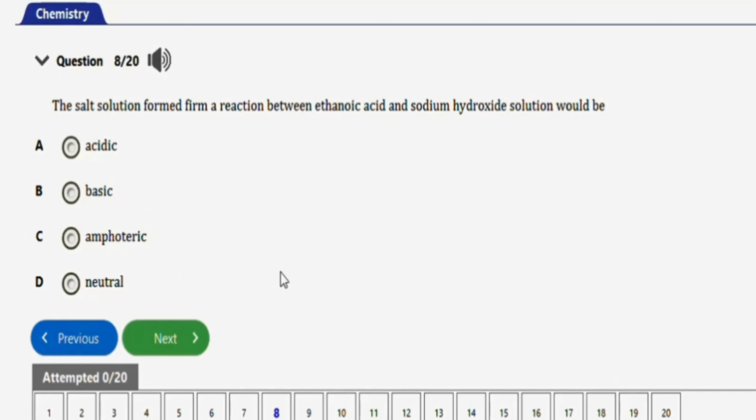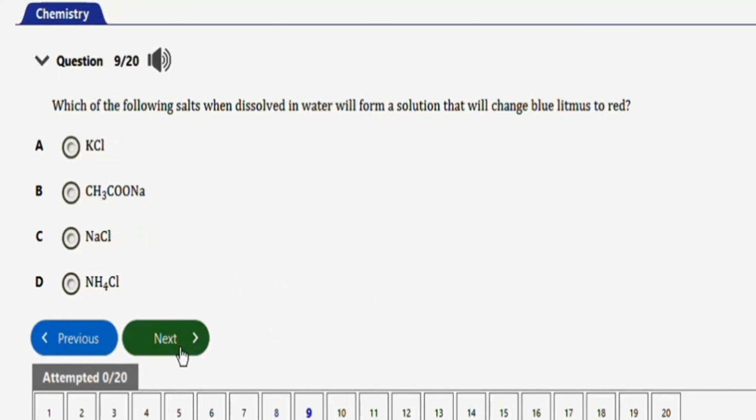Next question says which of the following salts when dissolved in water will form a solution that will change blue litmus to red. So it has to be acidic in nature. The right option would be option D, ammonium chloride. This is acidic in nature. Option D.